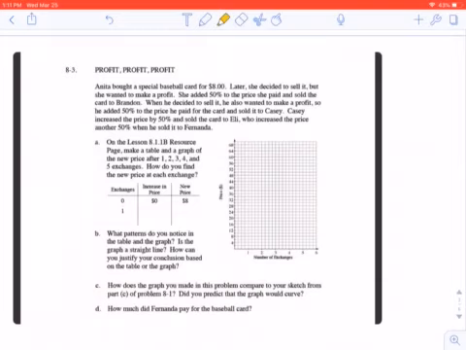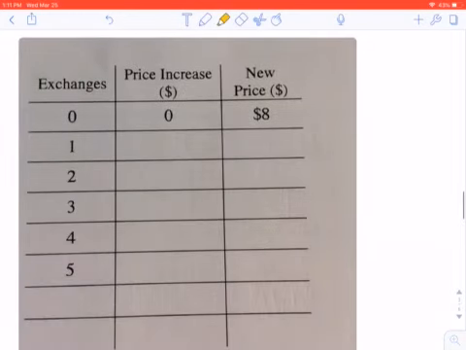On the resource page 8.1.1b, we're going to be filling out the table for this problem. So again, you need that resource page. If you need to pause the video to find it, please do so. But we're going to take a look at it right now.